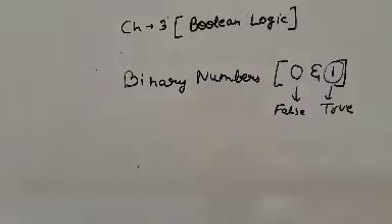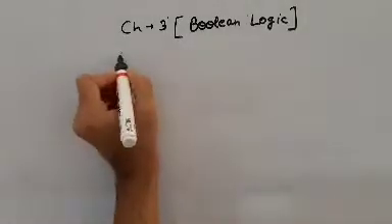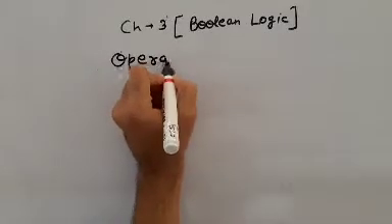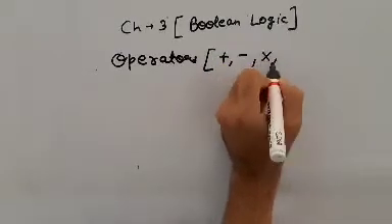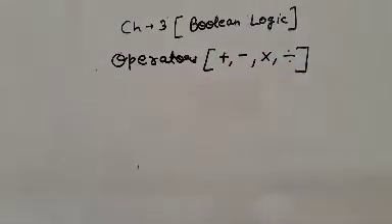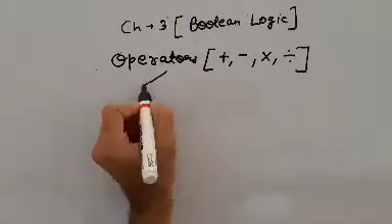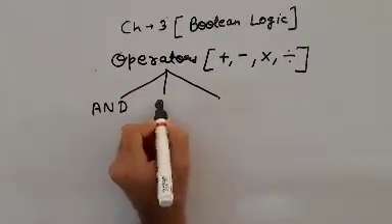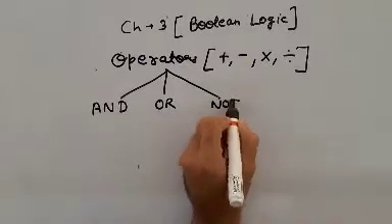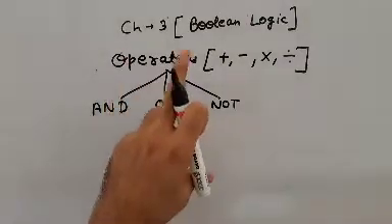Now these Boolean logics are applied only on the operators. Okay, for example, if I have some operators, and you know that operators are plus, minus, multiply, divide in your mathematical language. But in our logic system, they are represented in three parts: AND, OR, and NOT. Is that clear? Now these AND, OR, NOT are the operators for our Boolean logics.